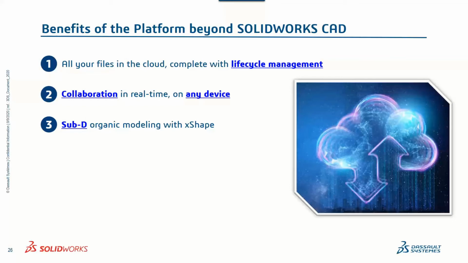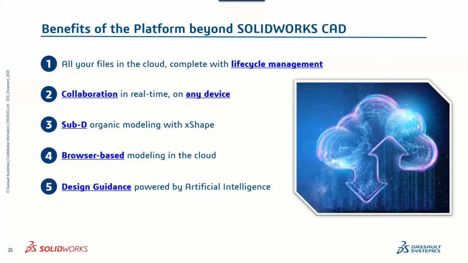You have sub-D organic modeling with X-Shape. Really easy to push and pull those curves and control points to create very organic swoopy shapes. You have browser-based modeling 100% in the cloud with XDesign and X-Shape. And because we're on the platform, we can take advantage of some very new, more powerful features like design guidance, powered by artificial intelligence, and even machine learning, which really does help accelerate designing.